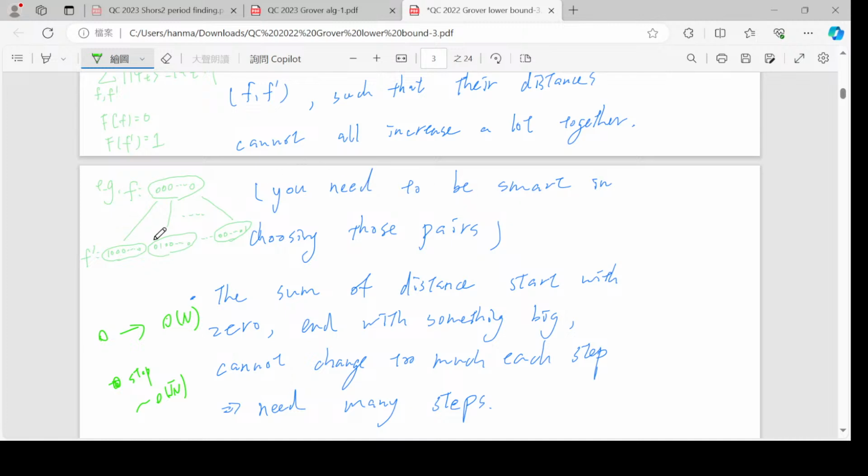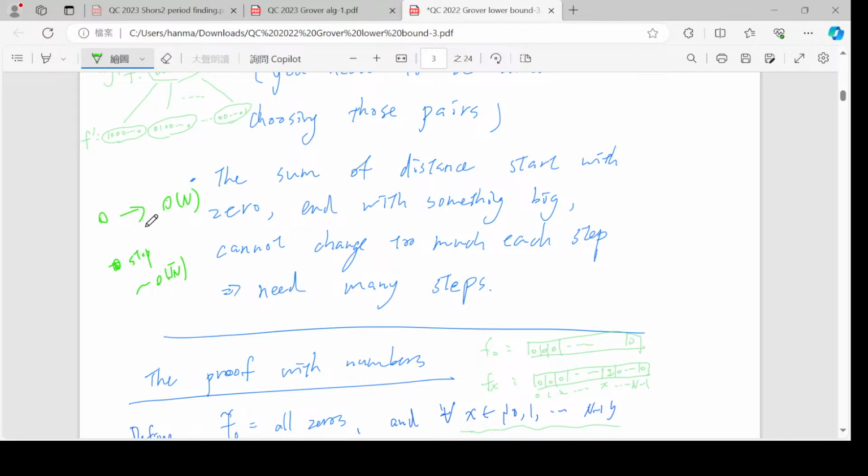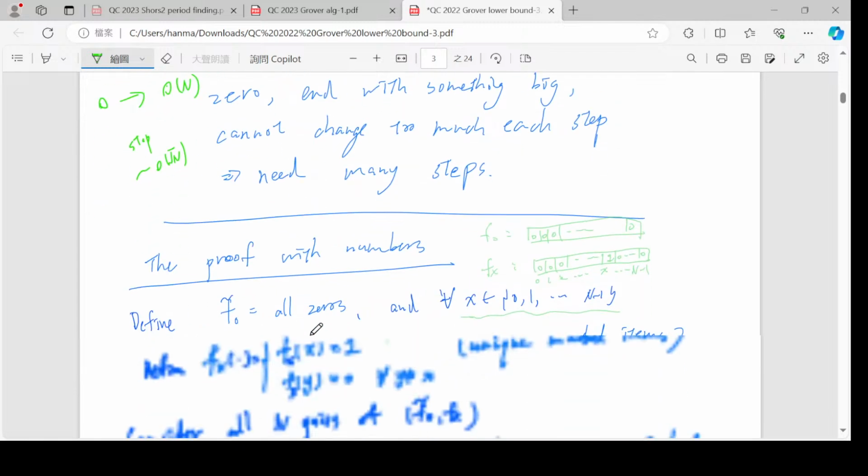So we sum over these n distance pairs, and then we need to show that each query only changes the sum of distance by order square root n, basically. If there is no question, then we will continue and see how much we can do today. So let's do this with actual numbers.